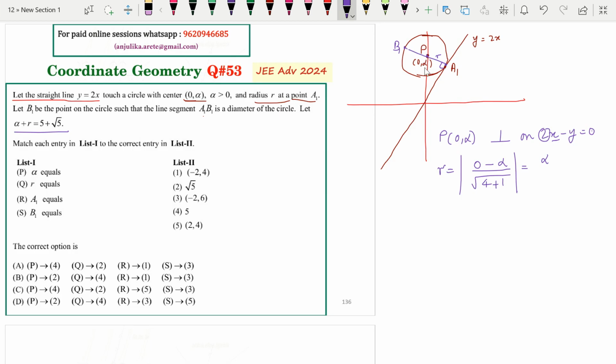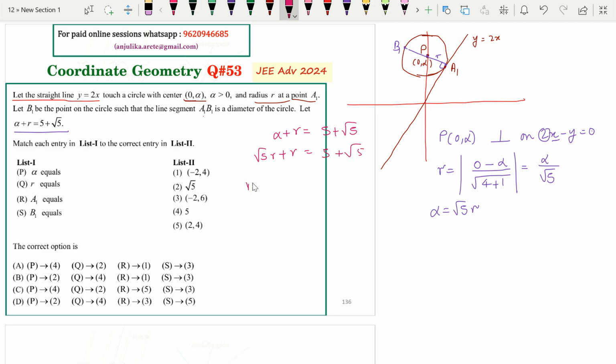So what do you get? You see that alpha is positive. Okay, so I just remove the modulus and say that this is alpha upon root 5. So what do we get now? That alpha is root 5 r. Now what? They have given something, right? You just plug in there. So alpha plus r is equal to 5 plus root 5 they have given us. And we figured out that alpha is root 5 r.